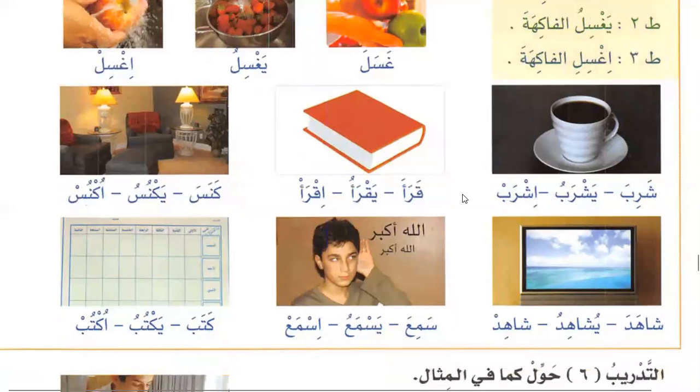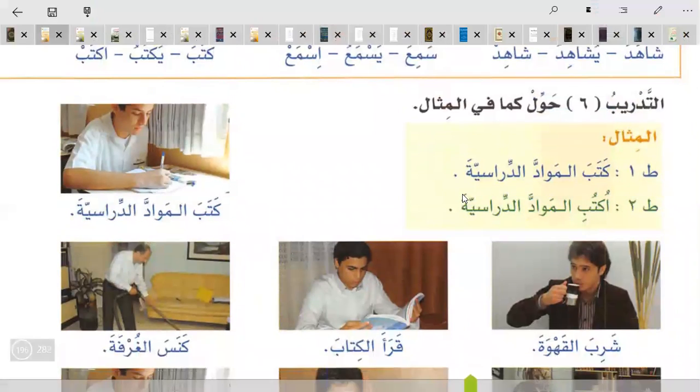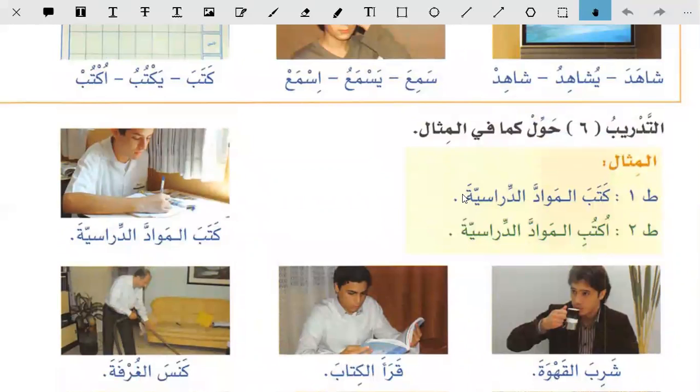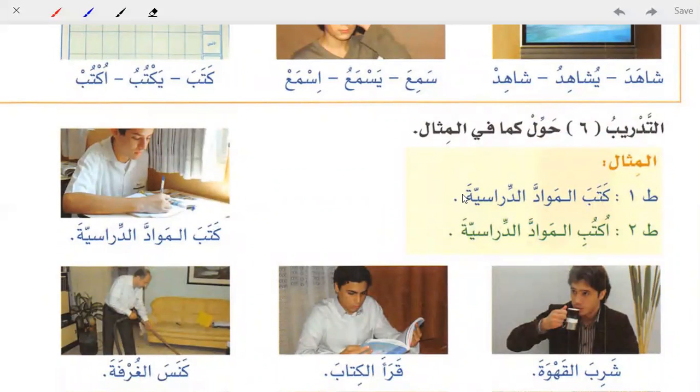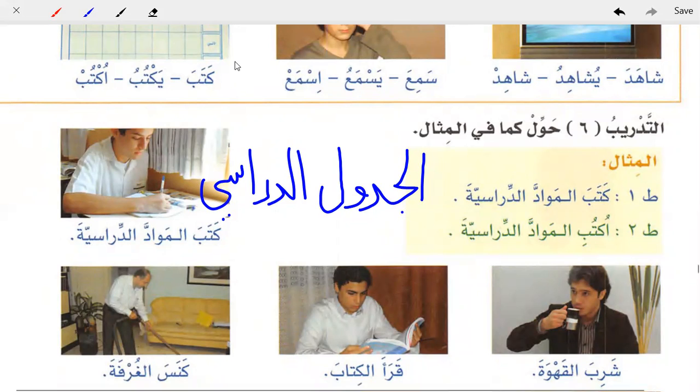How do you write that, please? Is it written underneath? No, that is المواد الدراسية. This is الجدول الدراسي, like this. جزاك الله خيرا. وإياكم. Any question? No. Okay.